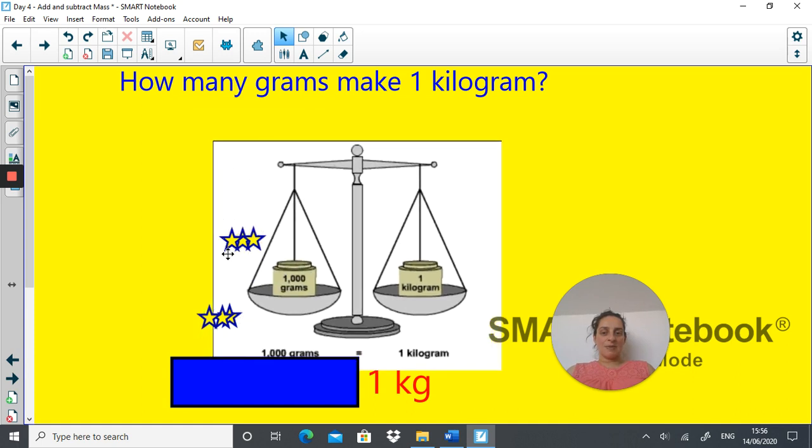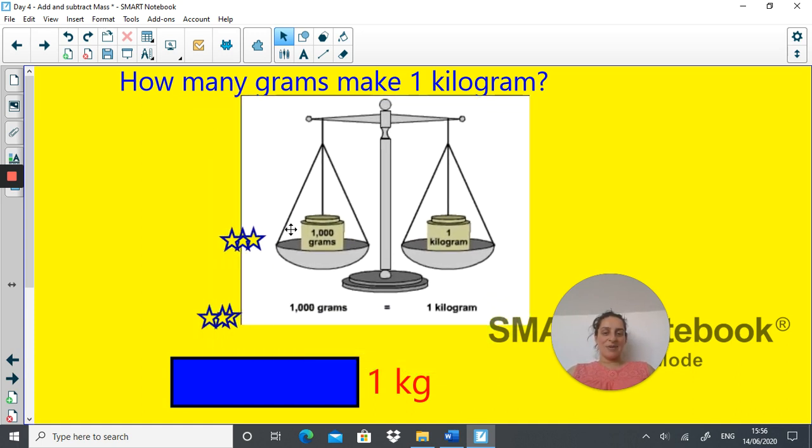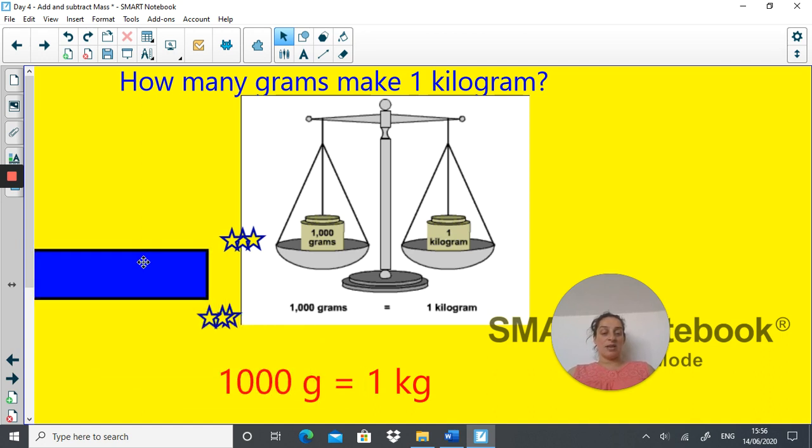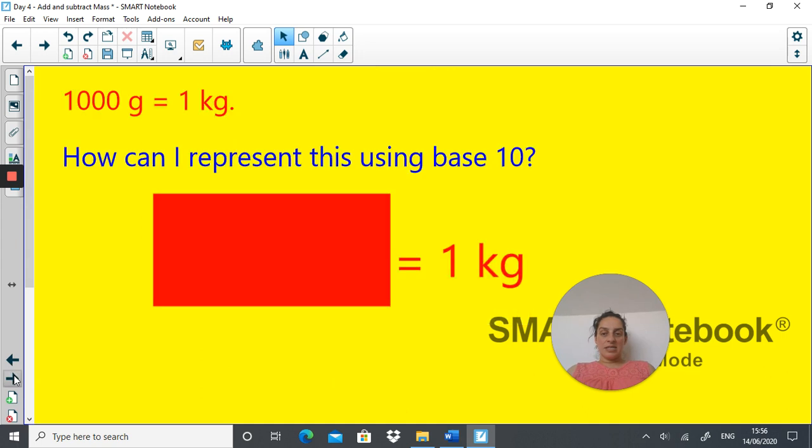How many grams make a kilogram? I think we agree 1,000 grams are equal to 1 kilogram. In 1 kilogram, there are 1,000 grams. And now it says we know that 1,000 grams is equal to 1 kilogram. How would you represent 1,000 using base 10, which is the same as the Dienes that we used at the beginning of the year? How do we represent 1,000, what does it look like?